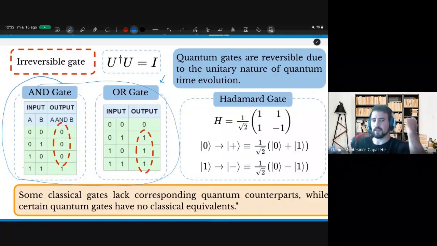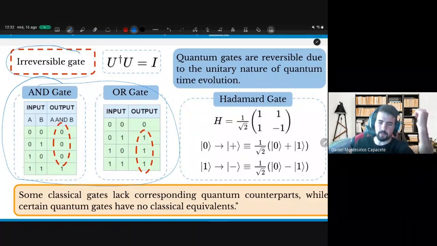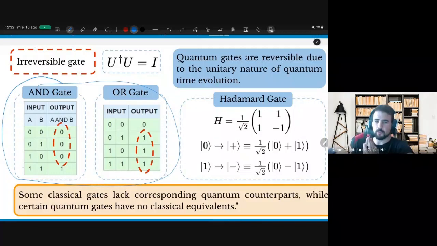And why is that? If you see here, it's more or less easy to see that these are irreversible gates. What's the meaning of irreversible? Irreversible is just that if you see the output, you cannot know the input. For example, if you have an AND gate and the output is one, you know that the input was one and one, right?